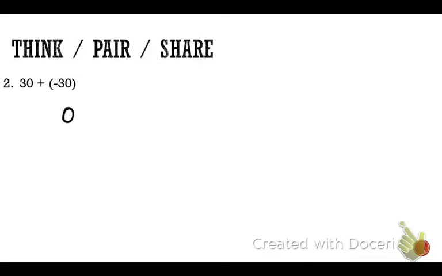Okay? Because a number and its opposite always equals 0. Guys, what would 10 plus negative 10 be? 0. What would 5 plus negative 5 be? 0. These are all going to be 0, okay?